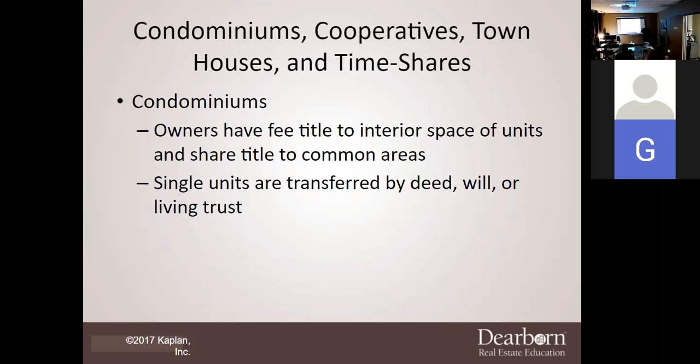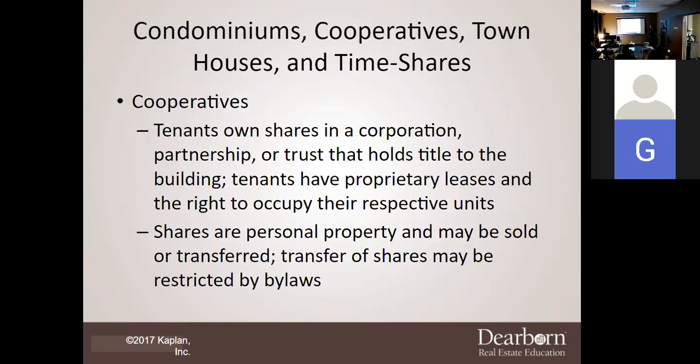Take time. Always ask yourself, do I go to the grocery store? Do I get a deed for my groceries? No, I don't. So if it's no, it's got to be real. If I get a receipt, personal. Make sense? Always ask yourself that. So again, in this situation, single units transferred by deed are real property.